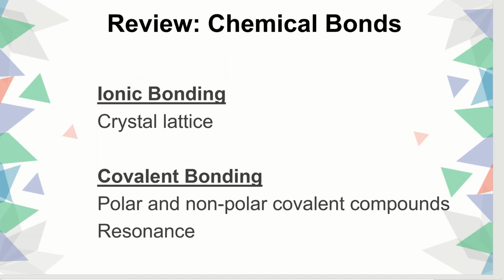All right, so this leads us to the second part of the lecture, which is a review of chemical bonds. The first one that we're going to look at is ionic bonding, and of course, we know that's related to a crystal lattice. Then we're going to look at covalent bonding, where we have both polar and non-polar covalent compounds. And then we're also going to review resonance.